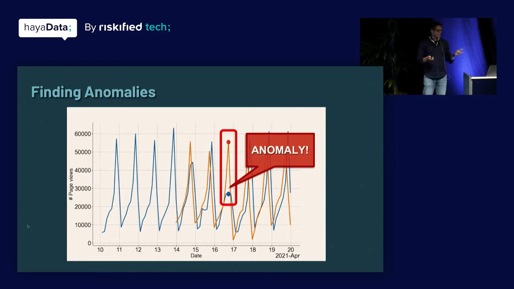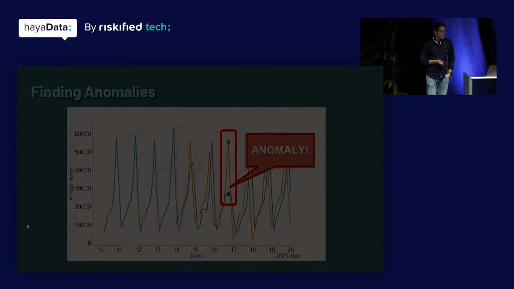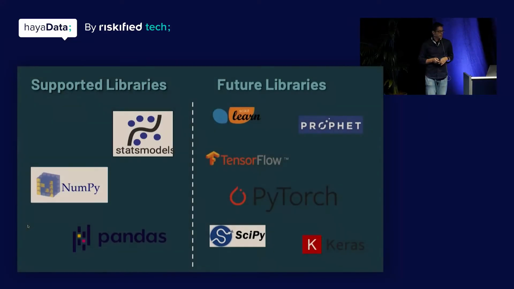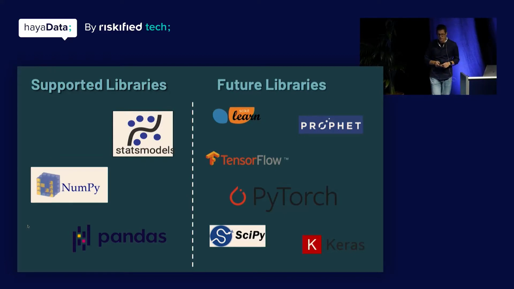All right, so we have then to choose a model, but life is full of difficult decisions, so this is usually not really easy to do. You heard, if you went to the other talks, a lot of talk about different models and trying different models for different things and optimizing them. We currently use the statsmodels library for exponential smoothing and ARIMA.